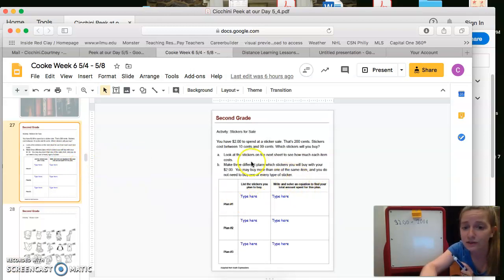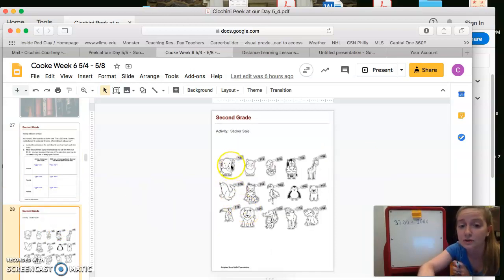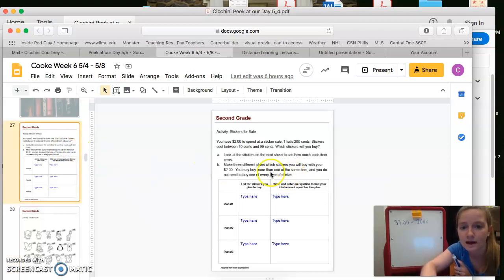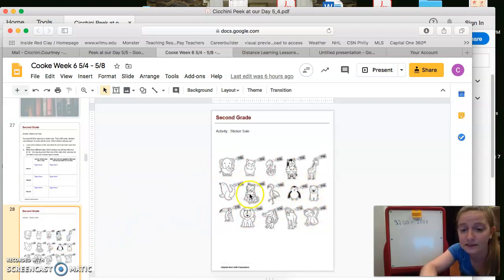It says make 3 different plans for which stickers you will buy with your $2. You may buy more than one of the same item. So say you wanted 2 elephants, then you can do that. You don't have to use all of them and you don't have to just use it once. You do not need to buy one of every type of sticker. On our chart down here it says Plan 1. List the stickers you plan to buy. So that means you're going to type in the animals that you plan to buy.